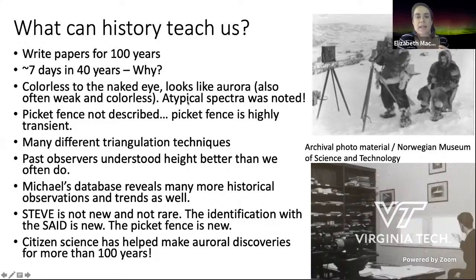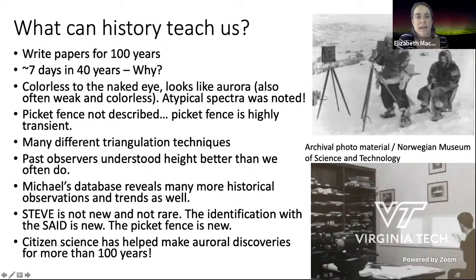Carl Størmer had spectrographs and different types of film, and he definitely noted that initially he thought, this looks like aurora, I'm expecting it to be green. And it was not green at all in his spectrograph. It was limited what he could observe, but he definitely reported that it was an atypical spectra.